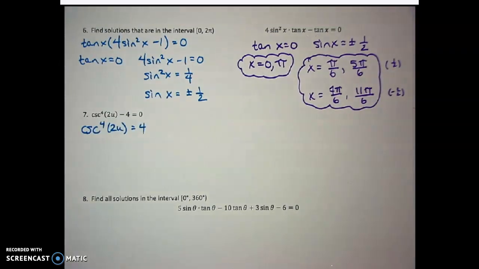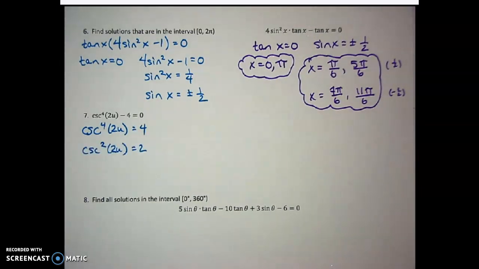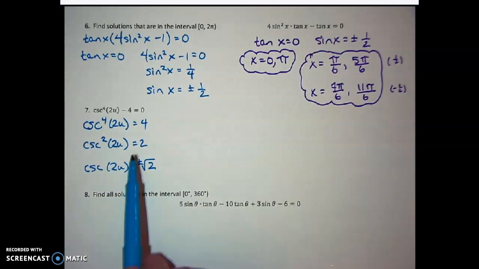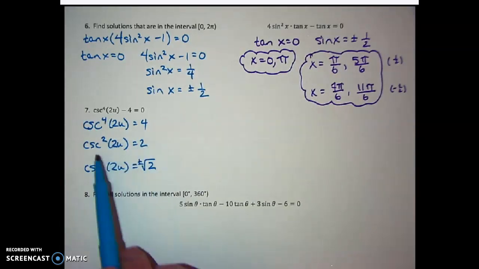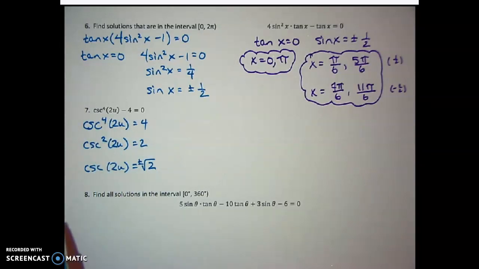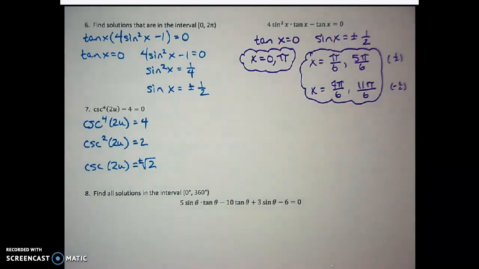Now I could get rid of the fourth root by taking a square root. So the square root of cosecant to the fourth is cosecant squared, and then I could take the square root again. Now the only reason I did not write the plus or minus in this step when I took the fourth root was because I could see that I was going to have to take the square root again, and I couldn't take the square root of a negative number. So those solutions are imaginary solutions, which we are not going to deal with. Now I have the cosecant of 2u equals square root of 2.